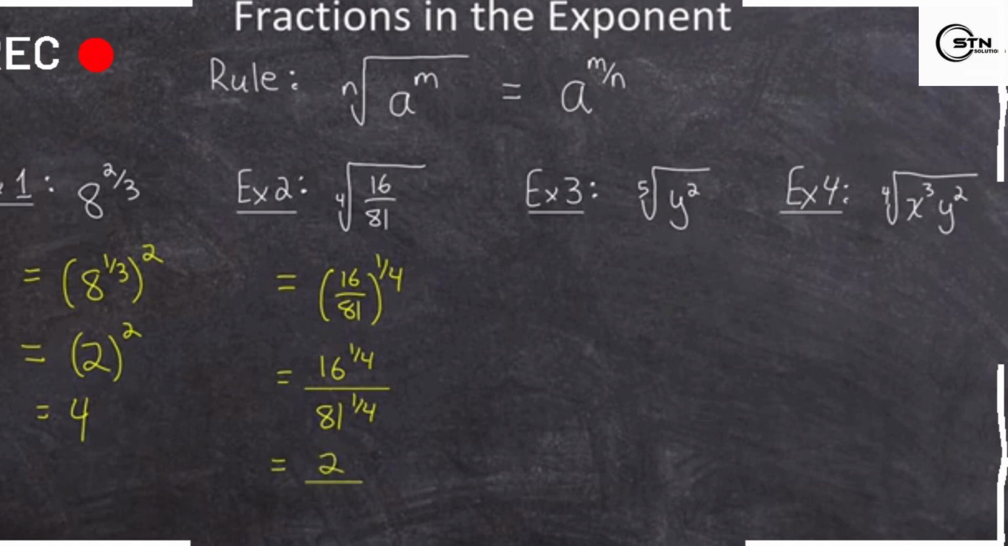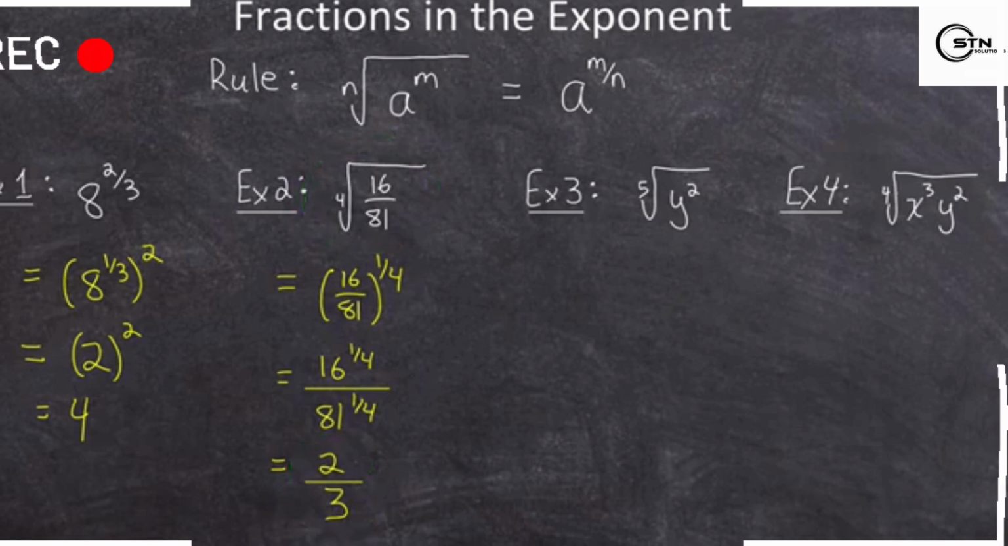And in the denominator, 4 factors of what number multiplied together is 81. Well, 3 times 3 times 3 times 3 is 81, which means 81 to the power of a quarter is 3. So the 4th root of 16 over 81 is 2/3.